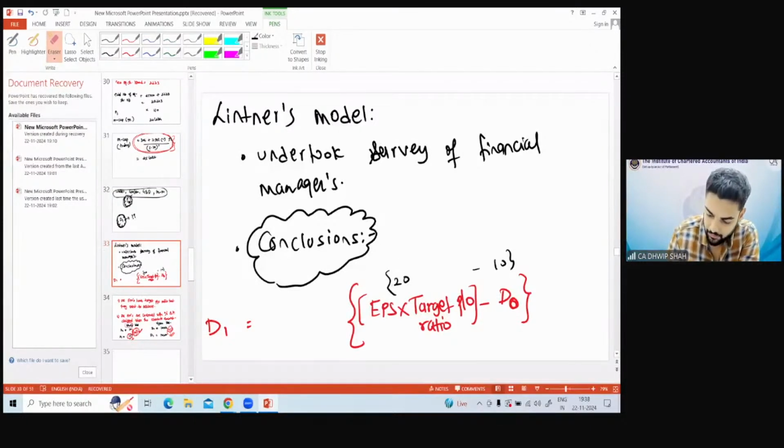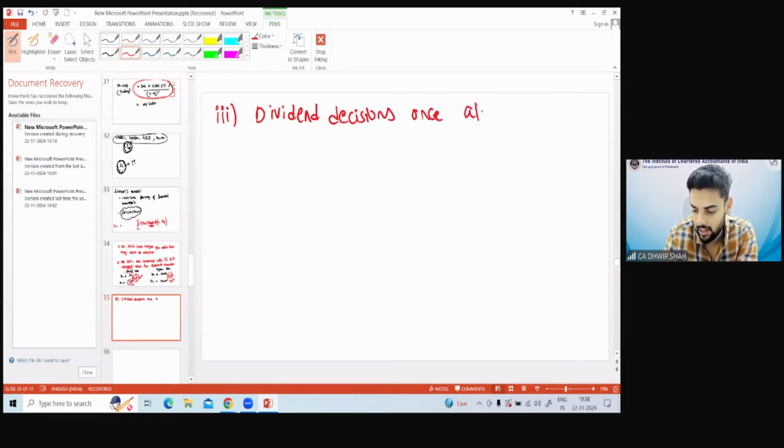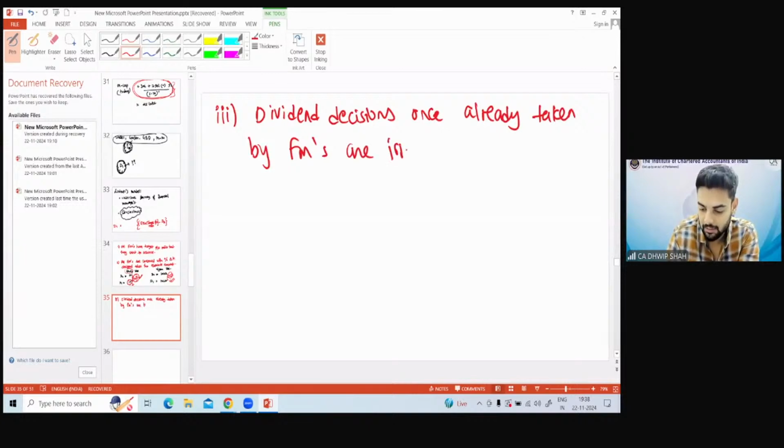Are you following? Still the formula is not complete. Only 2 points are covered. Next, third point: dividend decisions once taken by the financial managers are irreversible. Dividend decisions once already taken by financial managers are irreversible. Means they don't want to change that dividend decision that they have only taken in previous year.